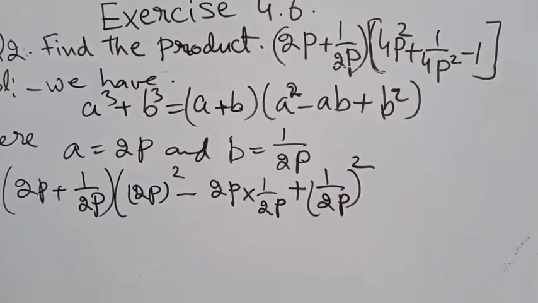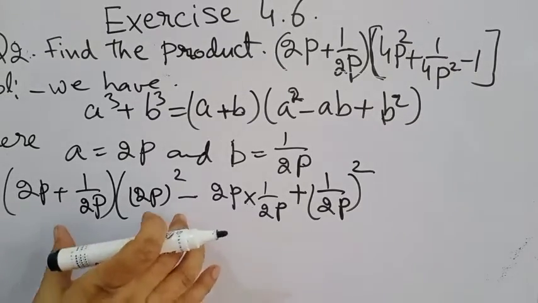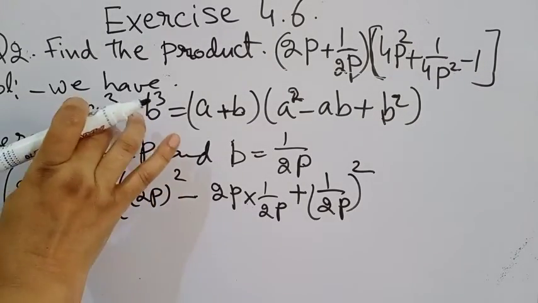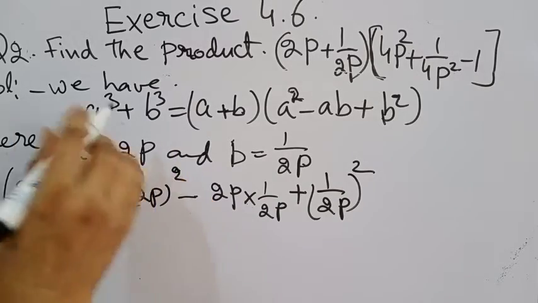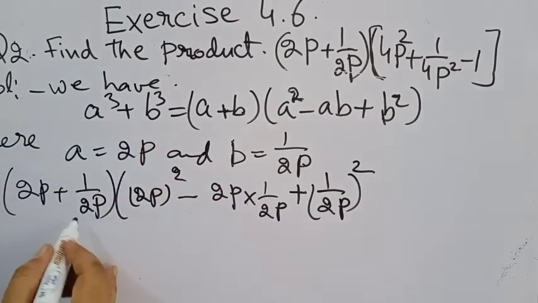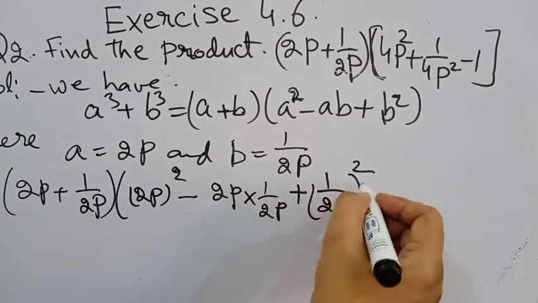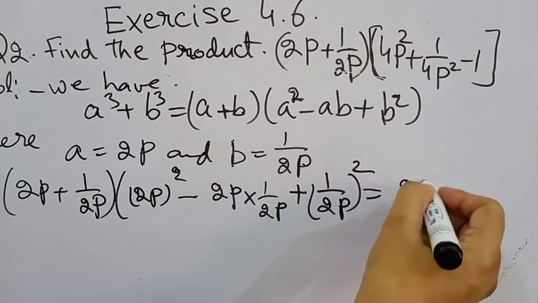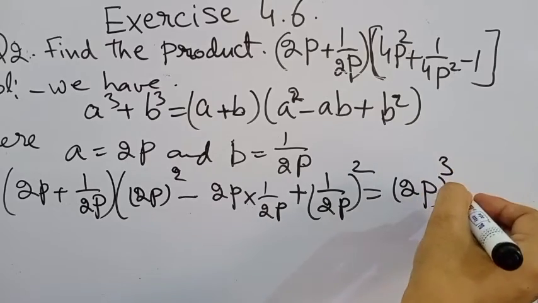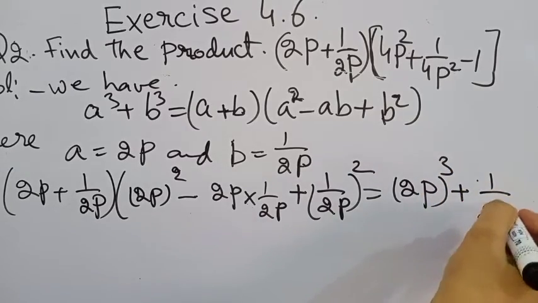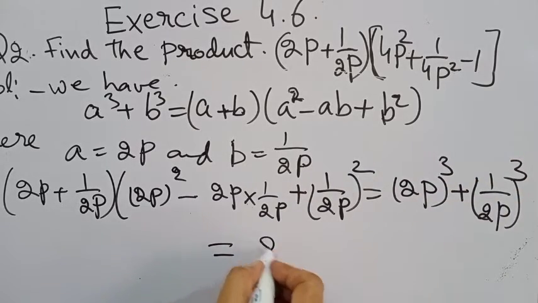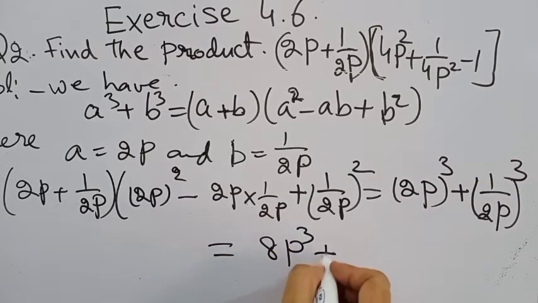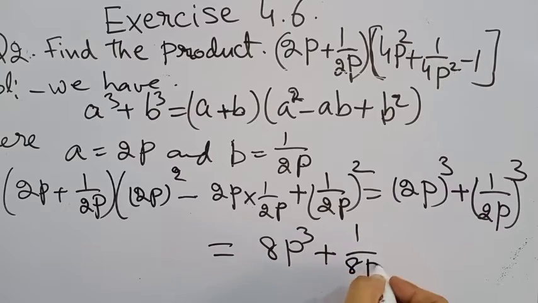Next we put all these substitutions of a and b in the formula. We have this is equal to 2p whole cube plus 1 divided by 2p whole cube, which gives us 8p cube plus 1 divided by 8p cube, which is our answer.